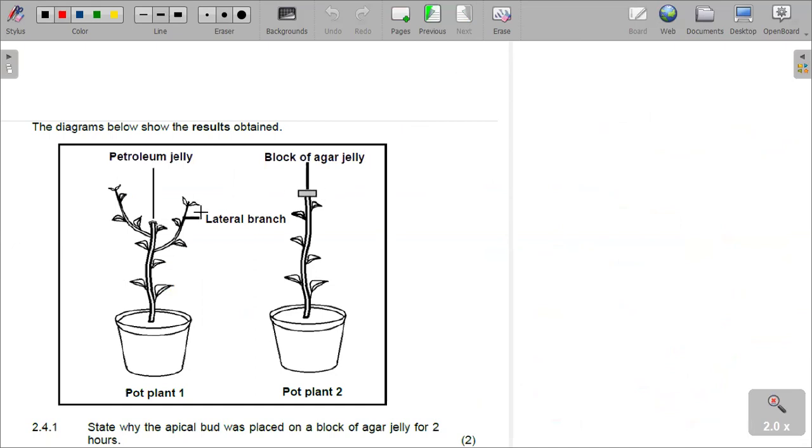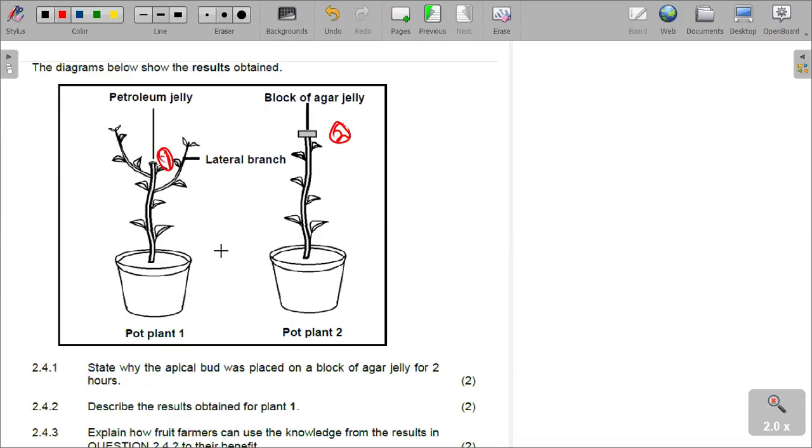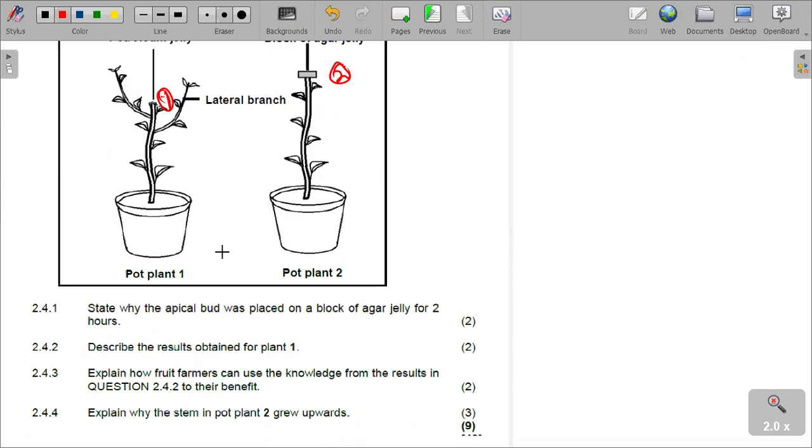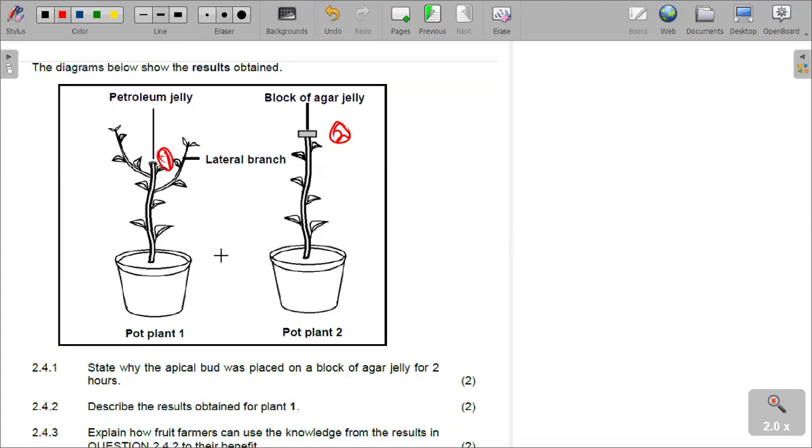This is plant 1, and we have plant 2, and they are both cut here. A block of agar jelly is placed on one, and petroleum jelly is placed on the other. And then you can see there are lateral buds forming on this side. So we have this investigation being shown, and the results are shown below.